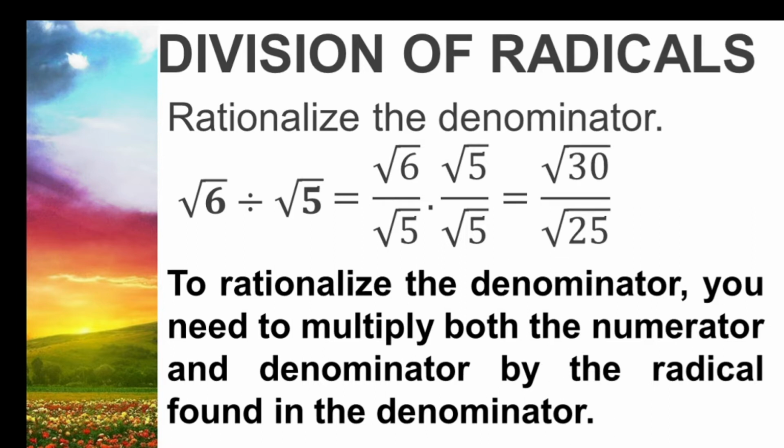So we have square root of 6 times the square root of 5 is the square root of 30, while the square root of 5 times the square root of 5 is the square root of 25. And since the square root of 25 is 5, we have rationalized our denominator. So therefore, we have the square root of 30 over 5.